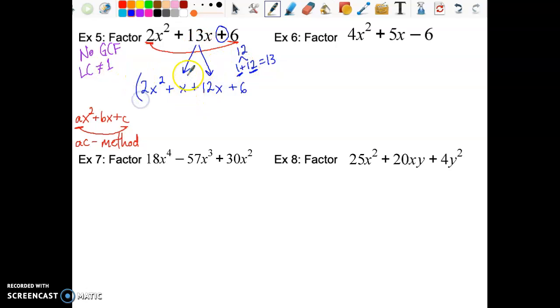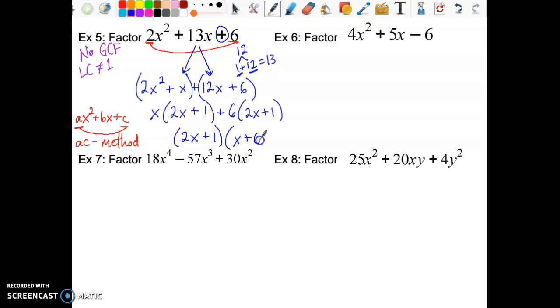So now I can group the first two pieces together and the last two pieces together. See how I'm splitting the middle, factor by grouping. And I have the x in front, 2x plus 1. And then here I can factor out a 6, 2x plus 1. Notice my parentheses are exactly the same. So now I have 2x plus 1 written once, and then x plus 6 is my other factor. Just like that.